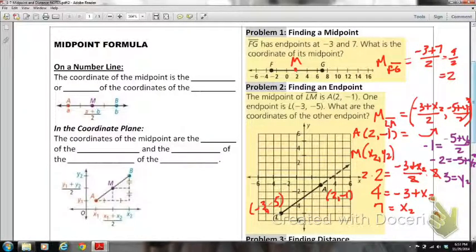So the coordinate or value that you're looking for, the other endpoint M, is going to be (7, 3). That is your answer.